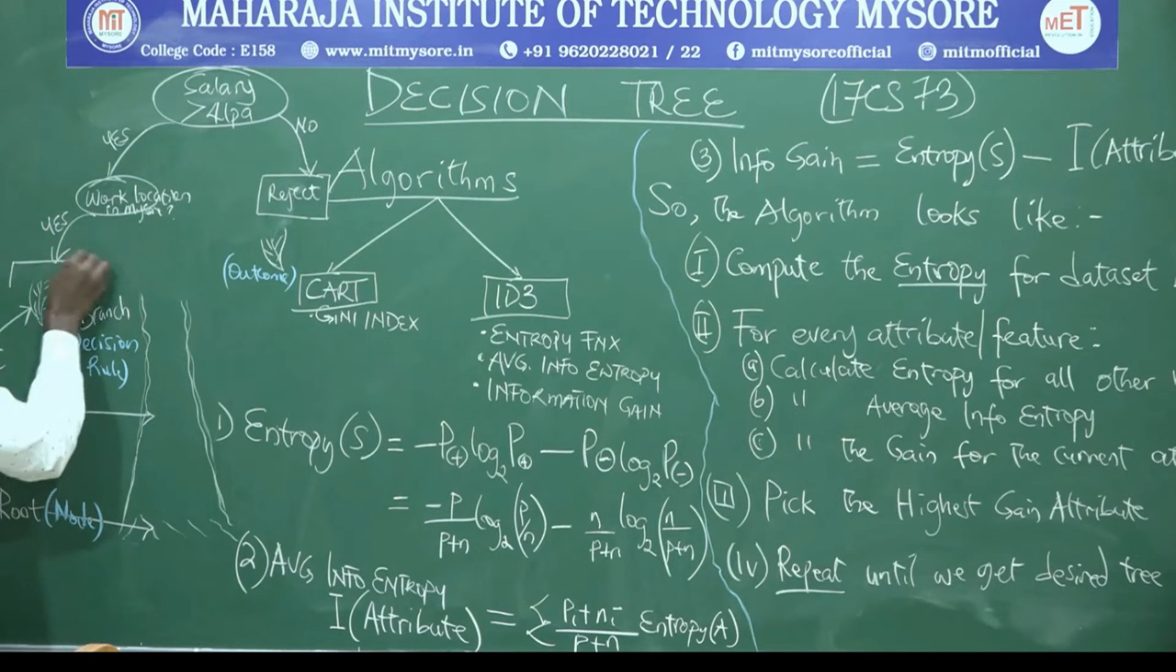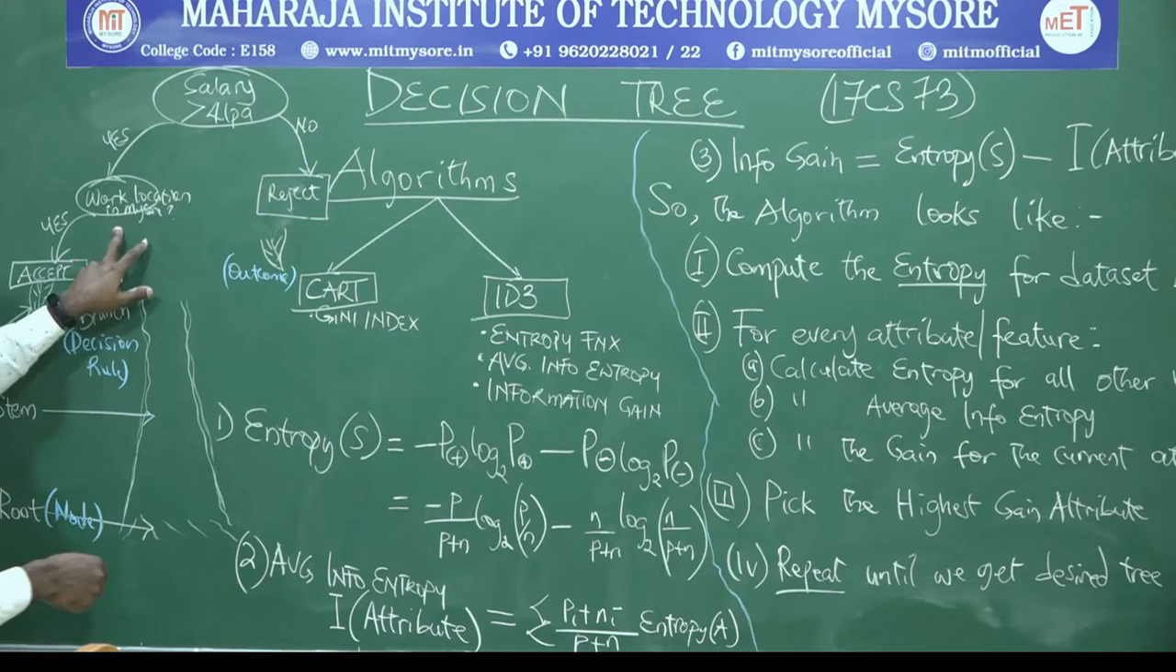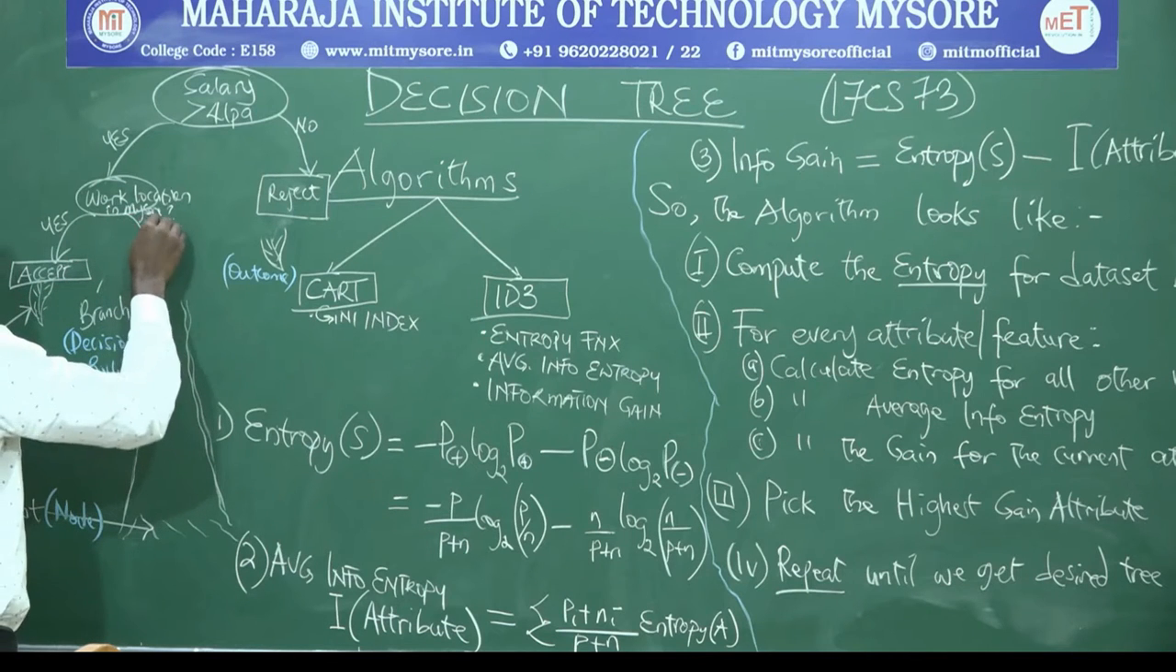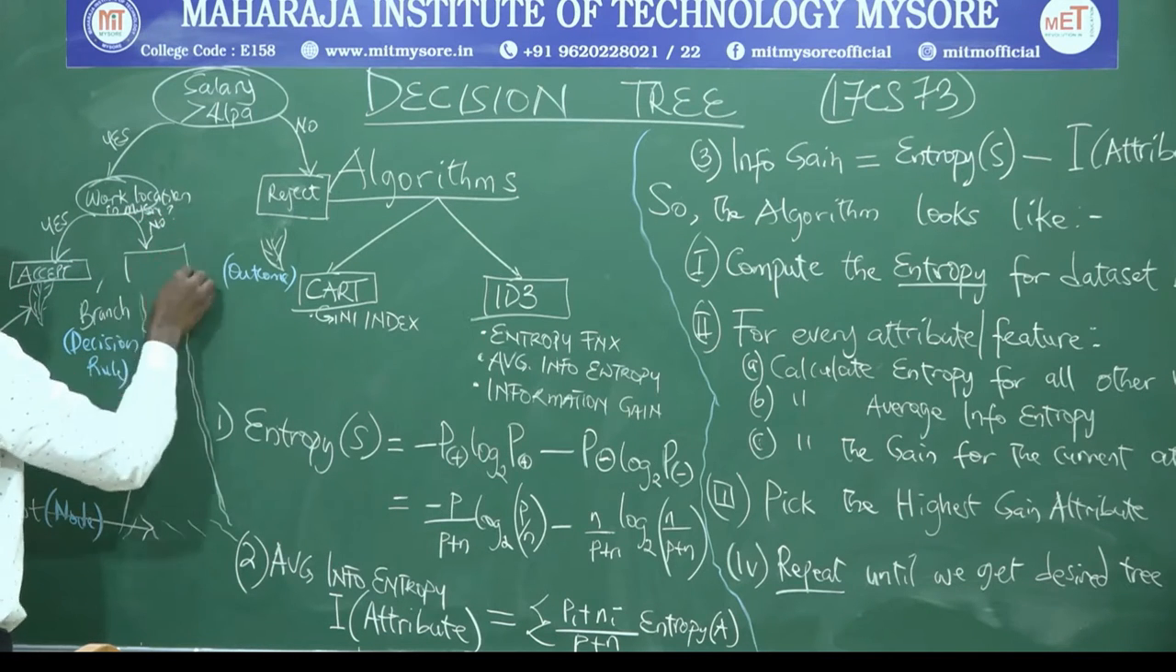If it's in Mysore, yes, I will accept the offer. See, again I've come to a pure leaf node, right? A possible outcome. So I will accept happily. So I've accepted the offer. Now this is again a pure leaf node, so I don't need any further division, right? Otherwise I will stop here. Otherwise I will reject the offer.